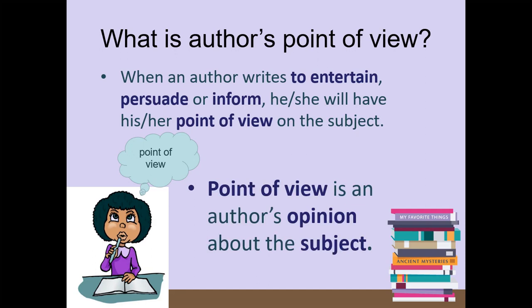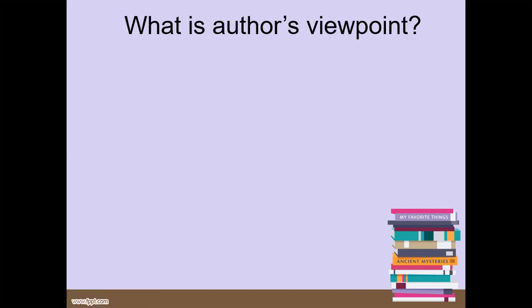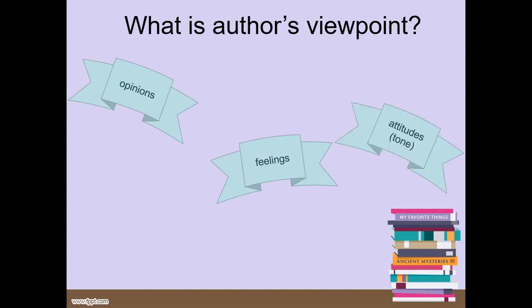Now, I think you have understood what is the author's point of view. Now we can give a clear definition of author's point of view. So the viewpoints, or let's say points of view, are opinions of the author on a particular subject. They show how the author feels about the topic. Viewpoints reveal the author's attitudes towards the subject.